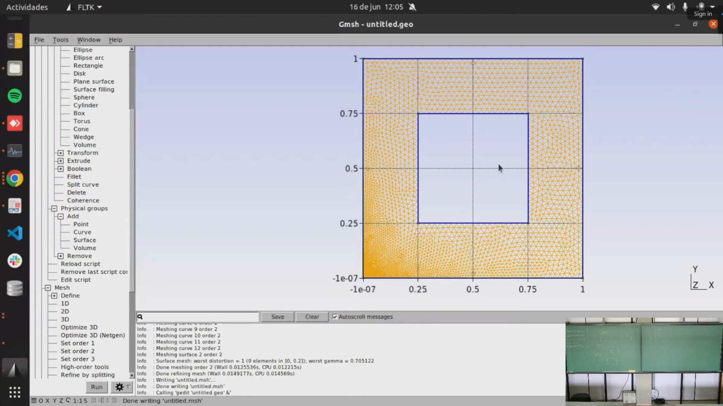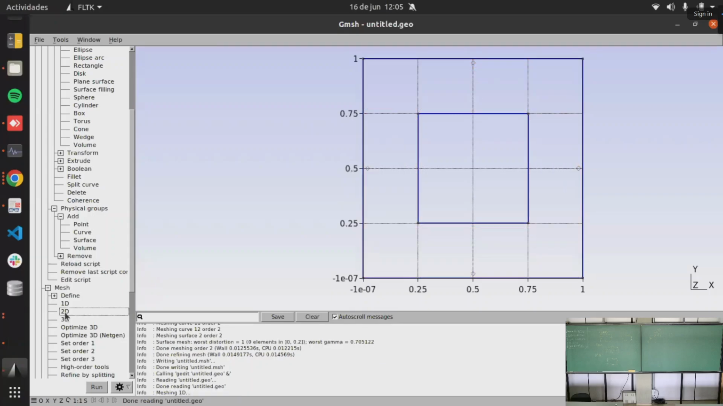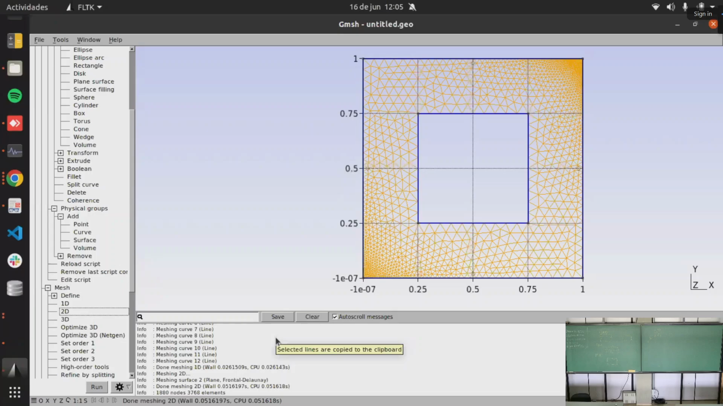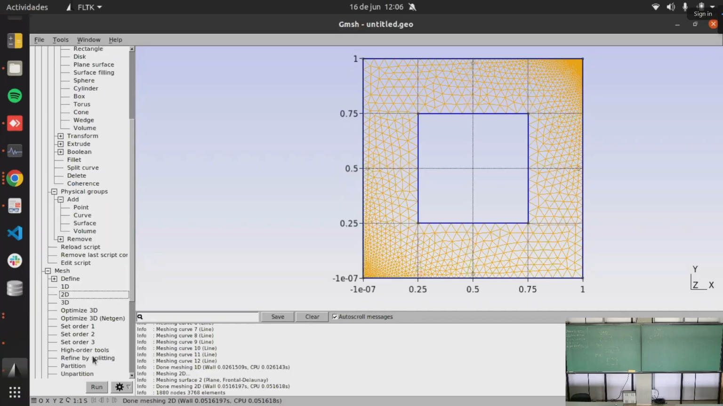Okay. So in that case, reload the script, see what happened. Okay. Now, changing the resolution of each point, you can refine the mesh around the point. But if you want to have all the points at the same resolution, and only want to refine the whole mesh, you can do it here, pressing refine by splitting.